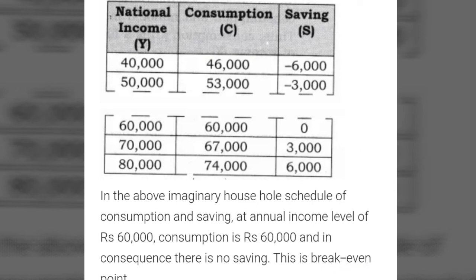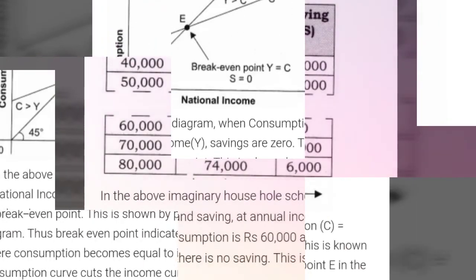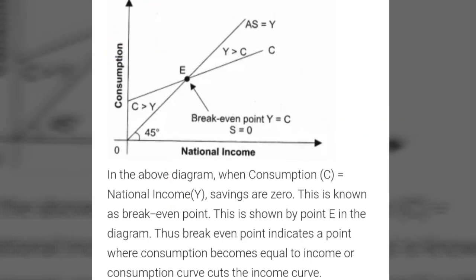I have told you already, but I am giving you this note. And how can we show it? By this diagram. In the above diagram, when consumption is equal to national income, savings become 0. This is known as break-even point. This point is shown by E in the diagram. Thus, break-even point indicates a point when consumption becomes equal to income, or the consumption curve cuts the income curve.